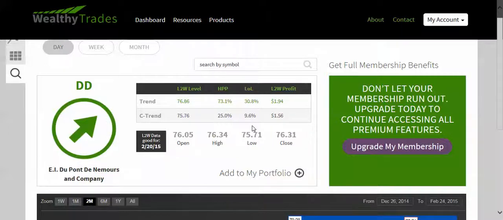That is exactly how you use the levels to win information, the levels to win levels, the HPP, the levels on levels, and the levels to win profits to help you accomplish step number 3, which is pinpointing your entries. In step number 4, I'm going to show you how you can use this information to better manage your risk.